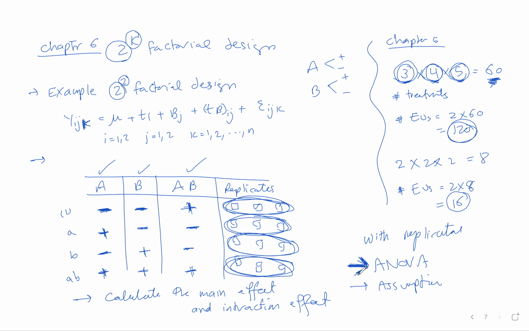Why is it not enough to test all of them? Because to test all of them at the same time, you need an estimate of sigma square. And you spend all the degrees of freedom you have to estimate the main effects and interaction effects, and there are no degrees of freedom left to estimate sigma square. So what is the solution to this problem?